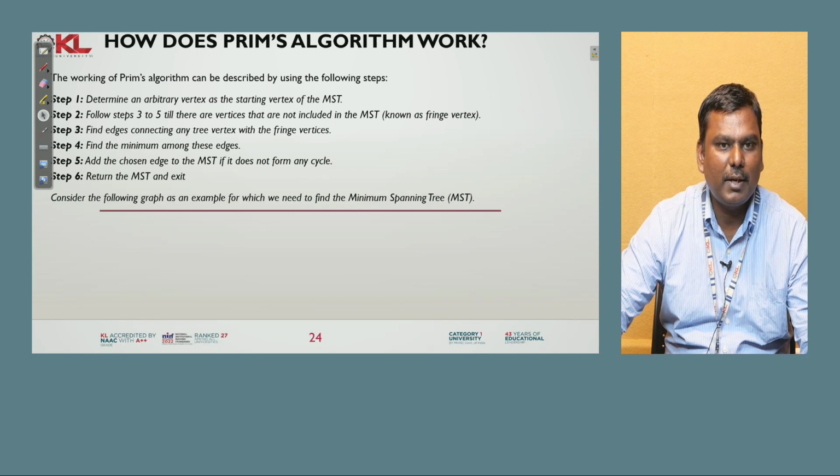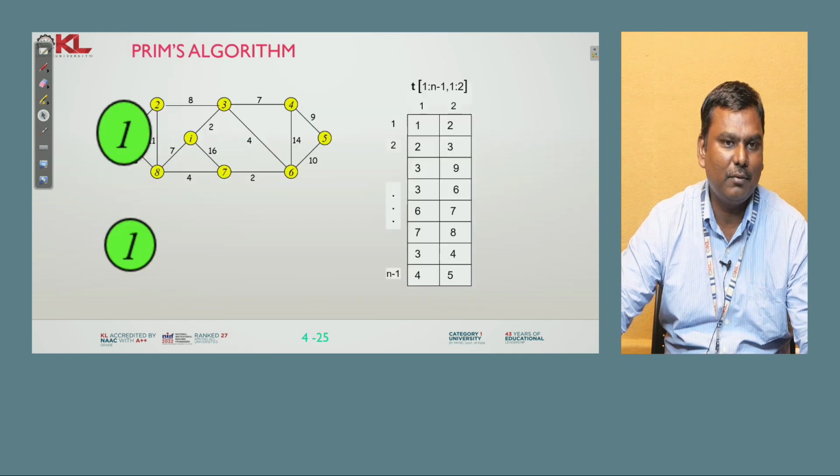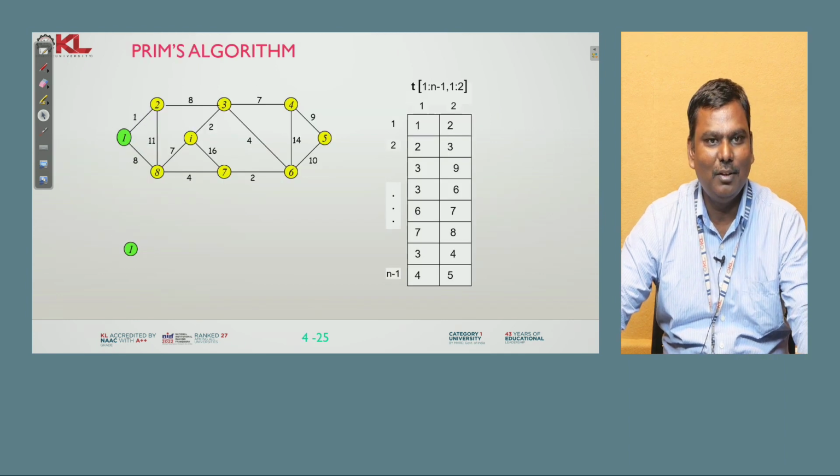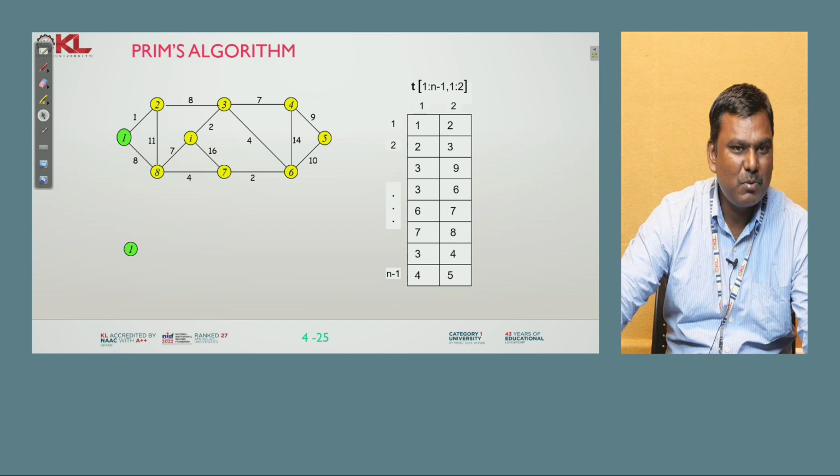Step 1: determine an arbitrary vertex as the starting vertex of the minimum cost spanning tree. Step 2: follow steps 3 to 5 while vertices are not included in the minimum cost spanning tree. Step 3: find edges connecting any tree vertex with the remaining vertices. Find the minimum among these edges and add it if the chosen edge does not form a cycle. Then return the minimum cost spanning tree. Let me show one example for Prim's algorithm.